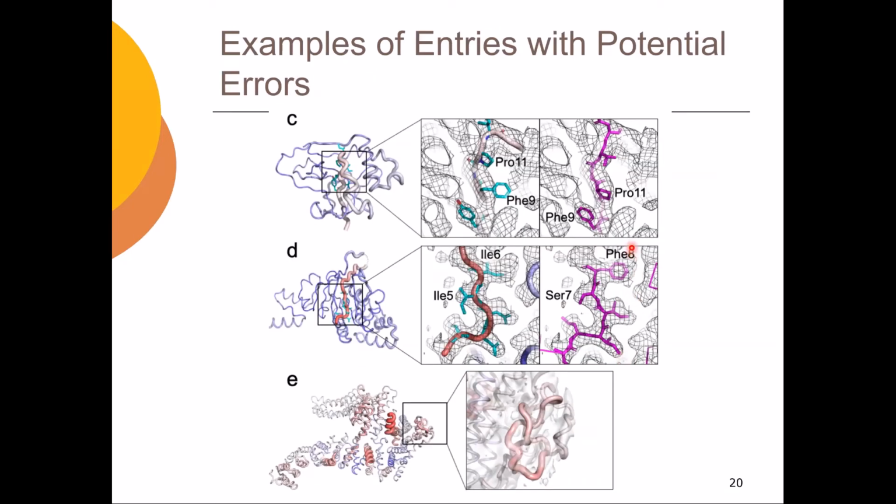Here are some examples. I'm showing 3 examples. In this example, this is the density and this is how the residues are assigned. As you see, this phenylalanine is not fitting to the density very well, and this is flagged by DAQ.